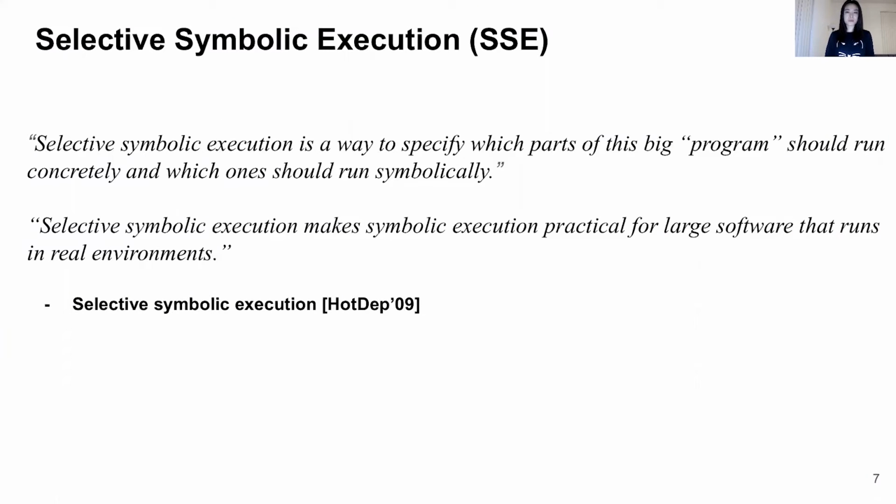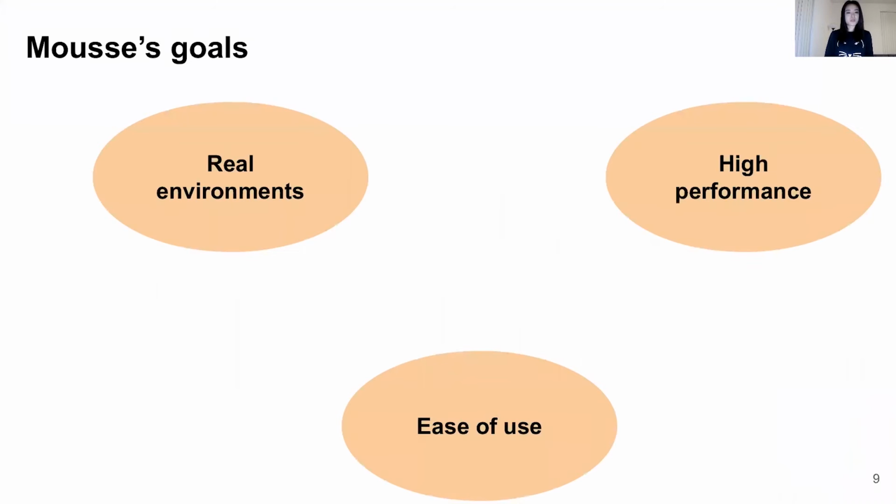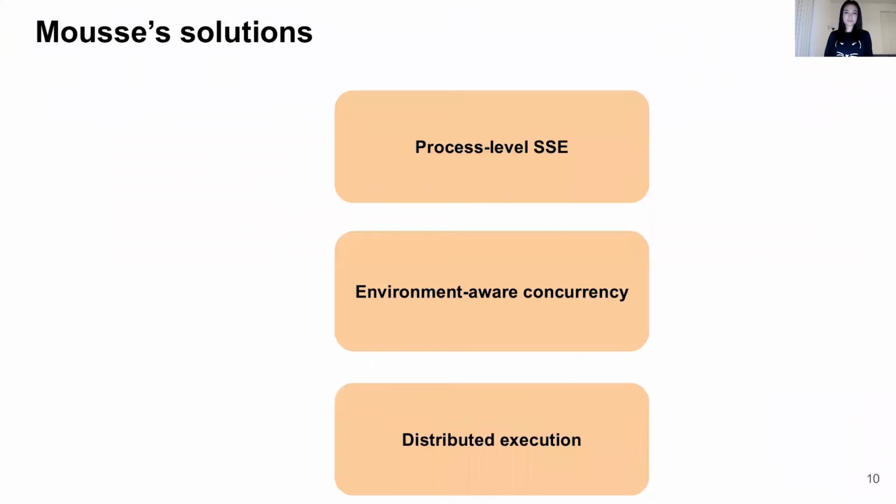It is a way to specify which parts of a big program should run concretely and which ones should run symbolically. We introduce Mousse. It is tailored for programs with untamed environments, achieving three important goals, which are using real environments, high performance, and ease of use.